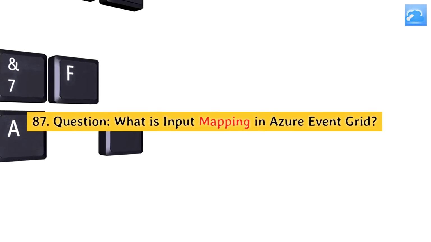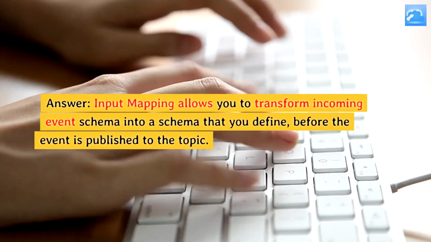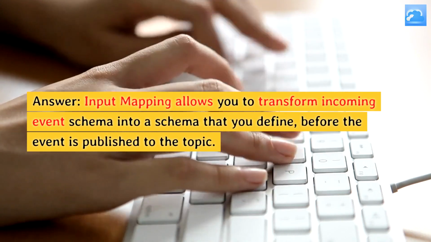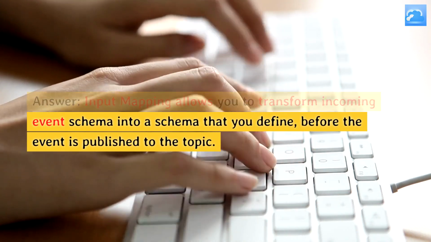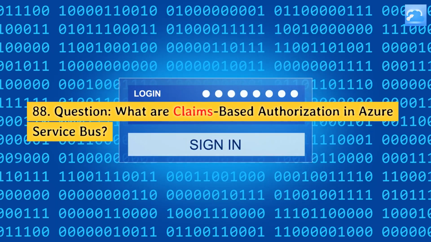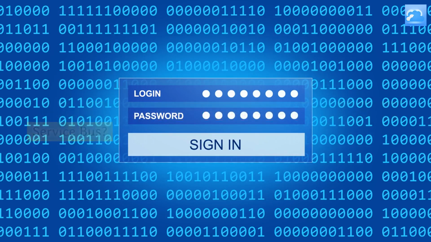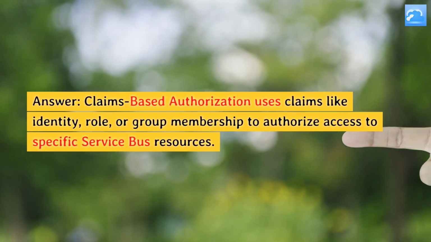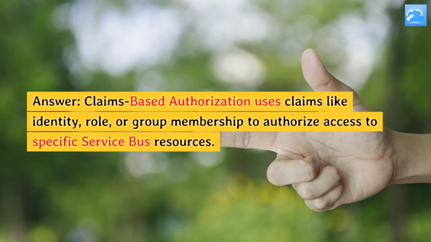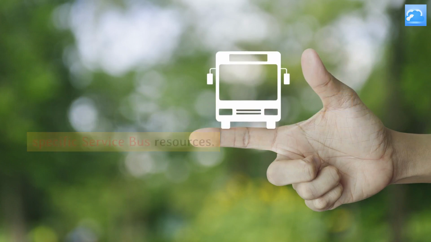87. Question: What is input mapping in Azure Event Grid? Answer: Input mapping allows you to transform incoming event schema into a schema that you define before the event is published to the topic. 88. Question: What are claims-based authorization in Azure Service Bus? Answer: Claims-based authorization uses claims like identity, role, or group membership to authorize access to specific Service Bus resources.